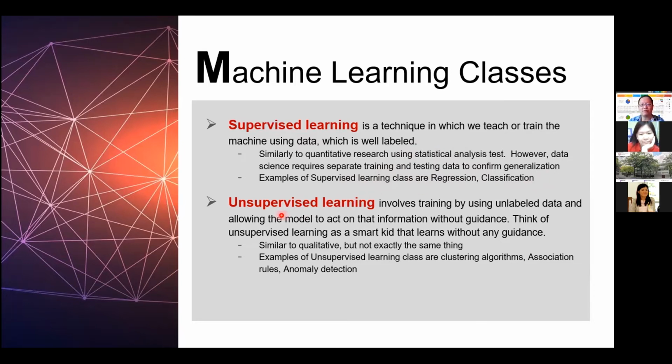Another class of machine learning is called unsupervised learning. Unsupervised learning tries to extract information from data without any label. So we don't tell the machine learning model what this data is about. We just dump data into the model and ask the model to do something for us. Examples of this class are clustering algorithms, association, or anomaly detection. Okay, I'll show you more detail on this later.